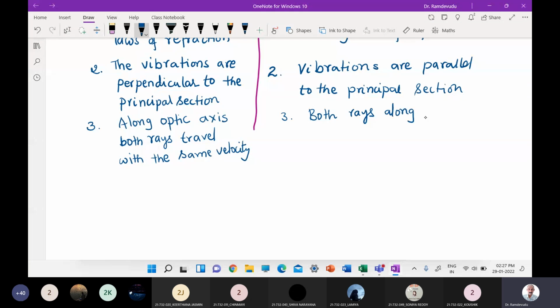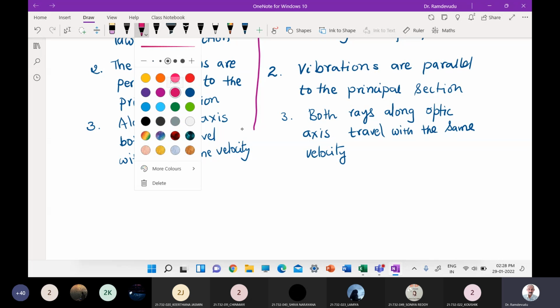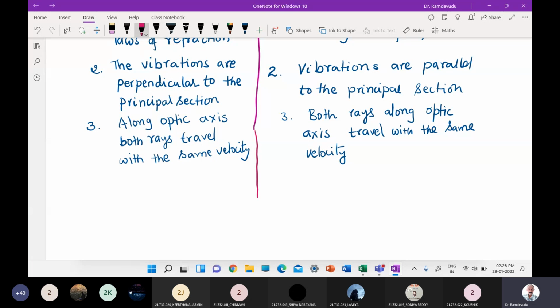But in other directions, E ray velocity is different, O ray velocity is different. Both rays along the optic axis travel with the same velocity. That means the velocity of E ray and O ray is the same along the optic axis, but in other directions we'll extend and we'll say it.